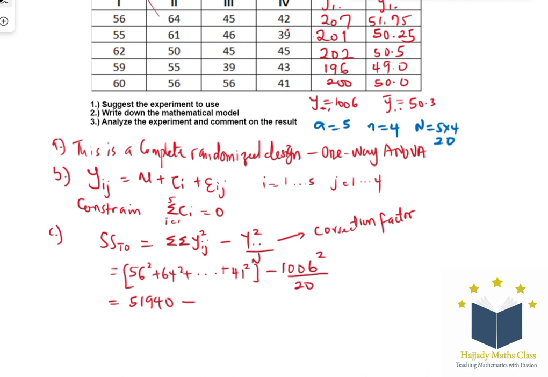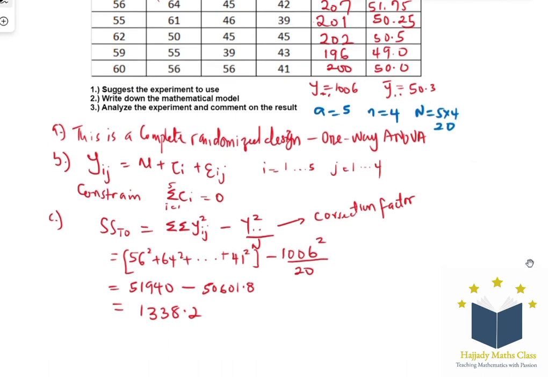1006 squared over 20 gives 50,601.8. Subsequently, this is what I'm going to use for my correction factor. So my SS total gives 1,338.2. That is my SS total.